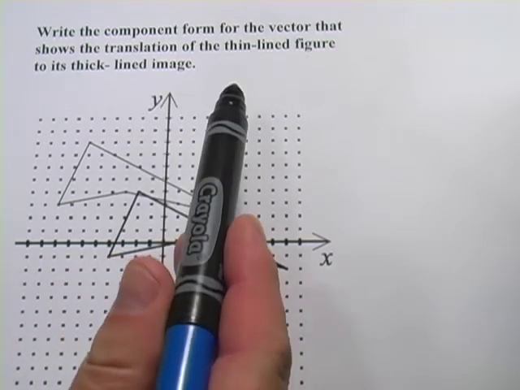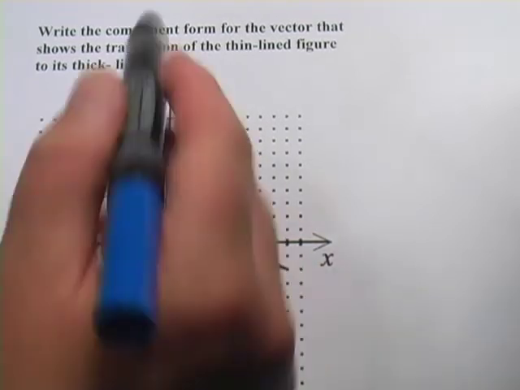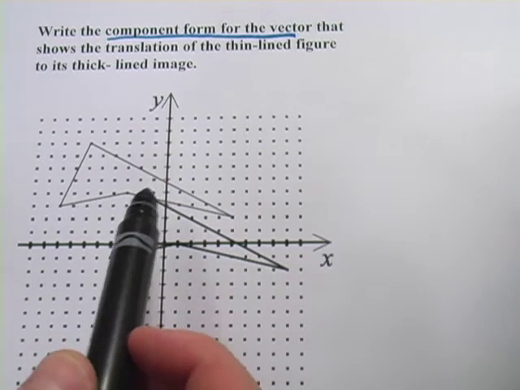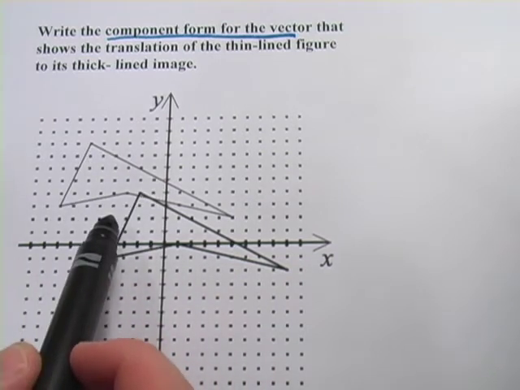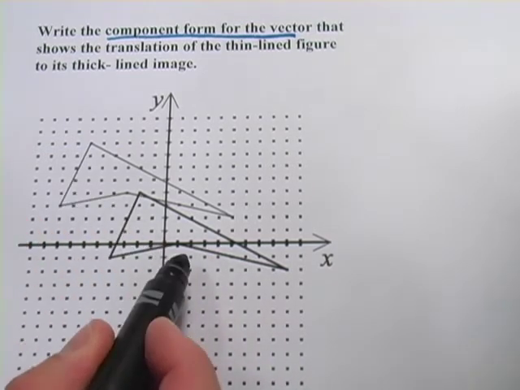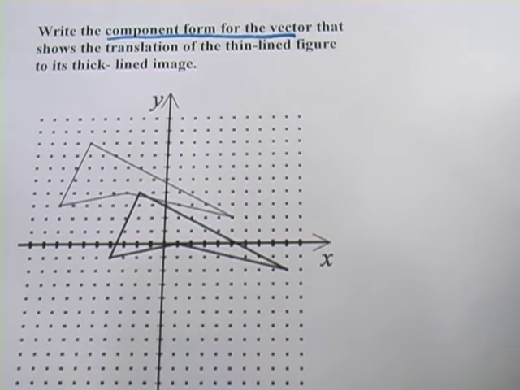It says, write the component form for the vector. Okay, so that's some fancy language. We'll figure that out in a minute. That shows the translation of the thin-lined figure, that's the one on top here, to its thick-lined image. So this figure on top is sliding down and to the right, it looks like.